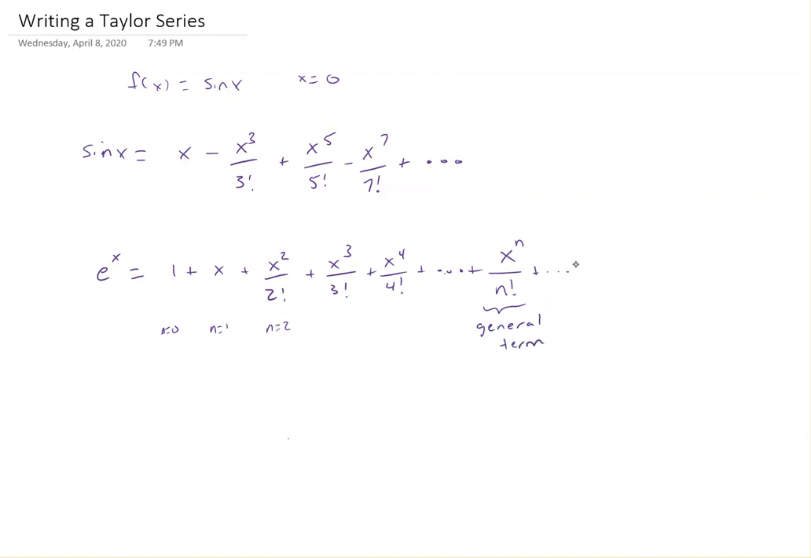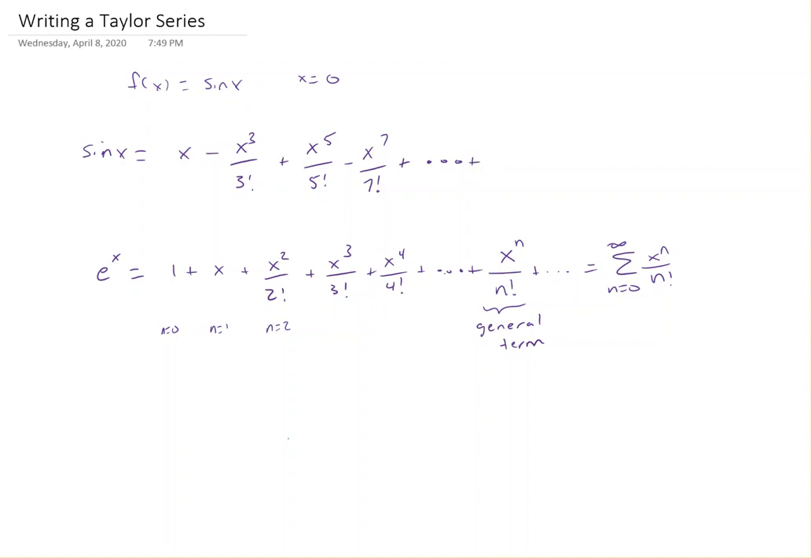And usually if you write this as an infinite sum, you're going to write this with the general term. So that's what e to the x equals, right? And so the general term is an important thing that lets you know what you're actually going to be writing if you wanted to represent any term in the series.